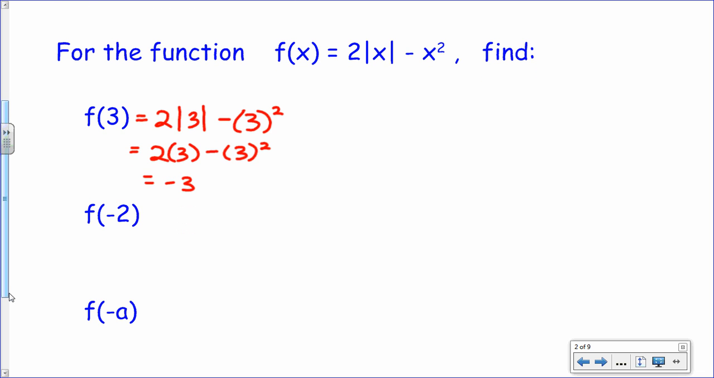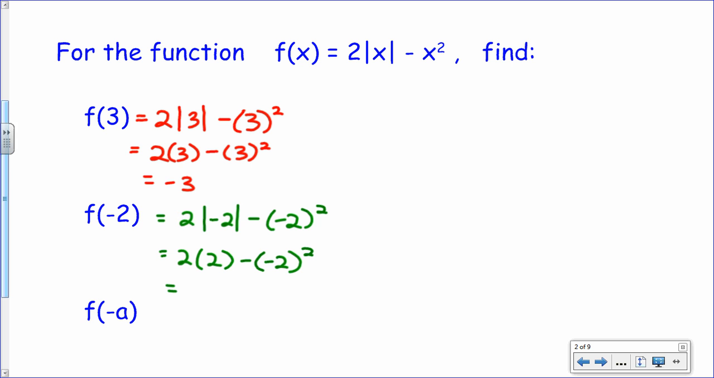Okay, f of -2. So what is the absolute value of -2? +2, good. So you at least need to probably do that much in your head, and then you could type it in to check. But again, now you should get 0.